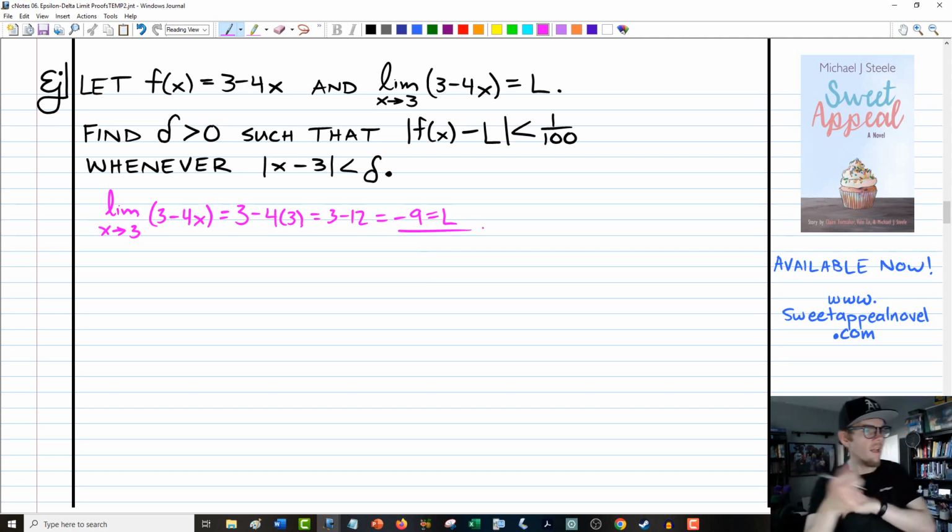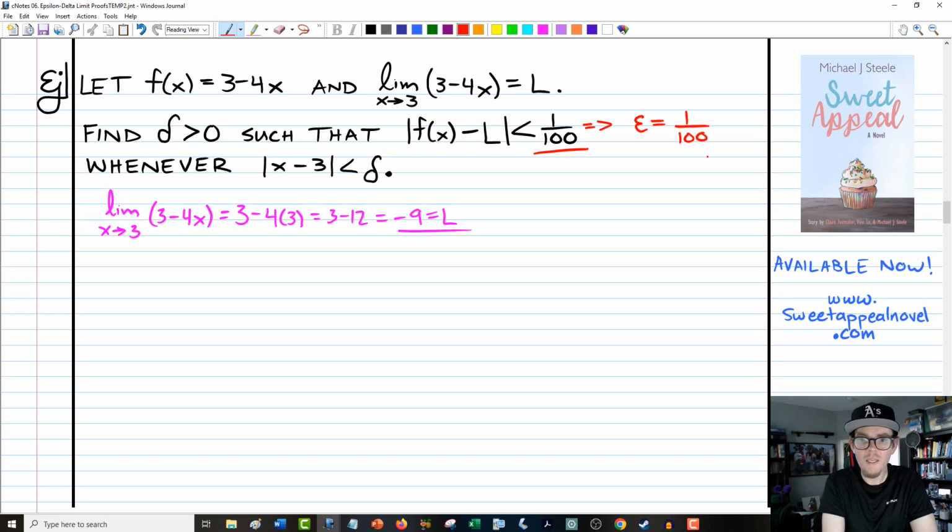Cool. Now what's different here? Well, it asks us to find a positive delta such that the absolute value of f of x minus L is less than 1 over 100. So this is our new ingredient here. They have established for us that epsilon, how close we want to be to the limiting value, is 1/100th, or 0.01 if you so desire.